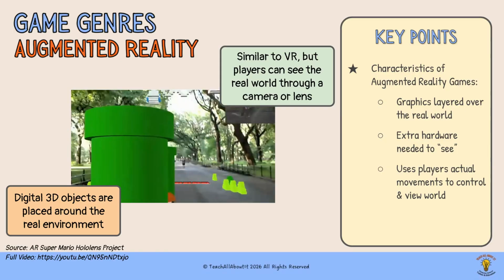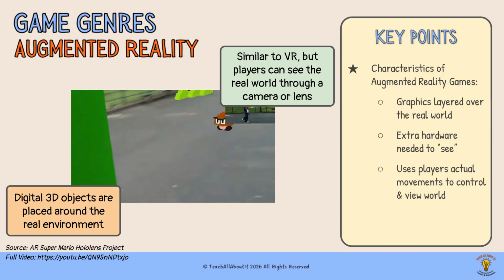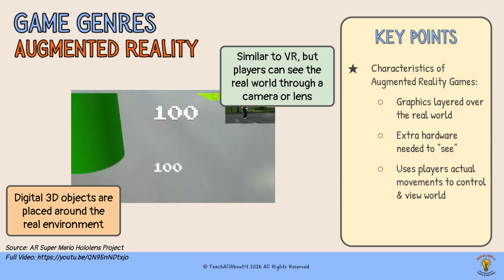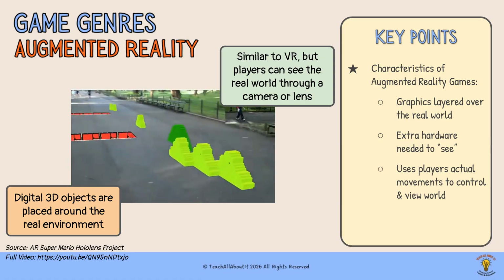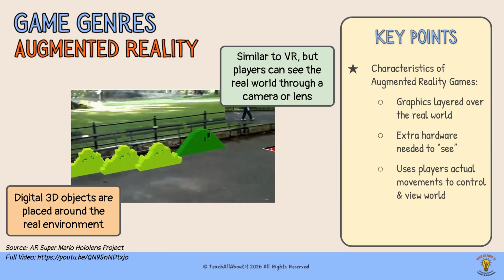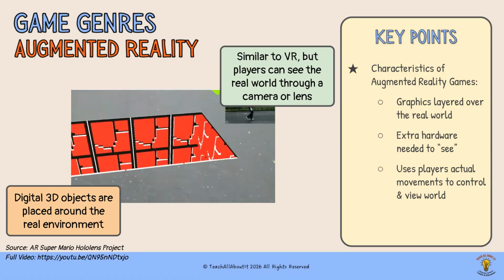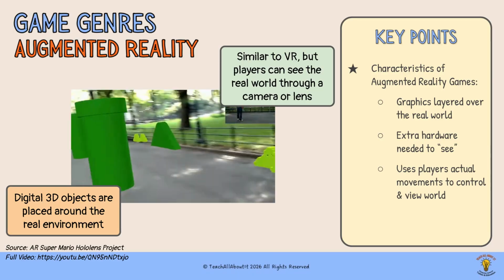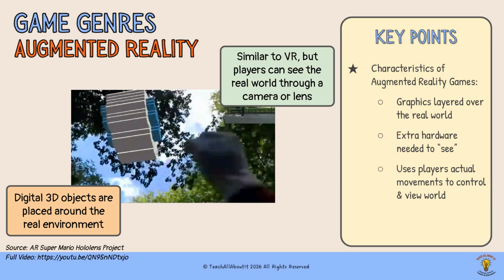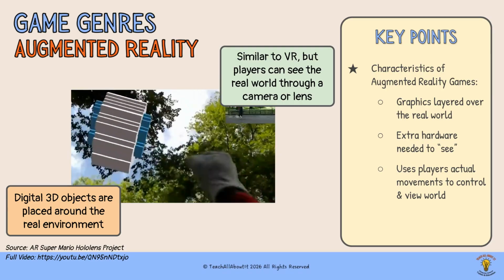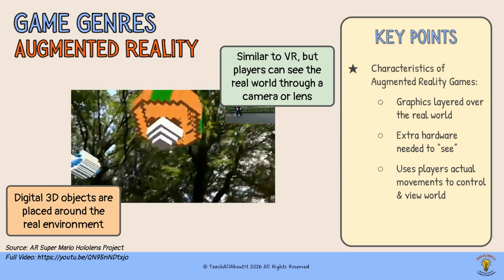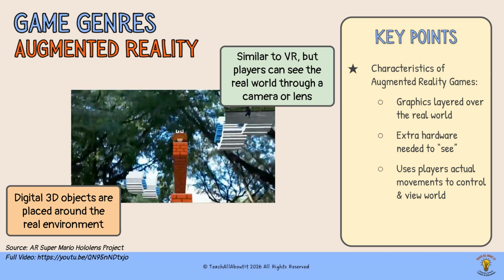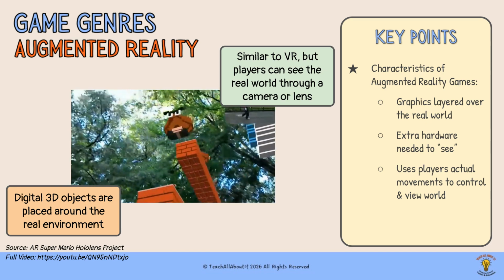Now, I've shown you something which is quite an unusual project, and this is not a game that was actually released. This was a student project for a university game. However, the things that you might be more familiar with are things like Pokemon Go. You can play Pokemon Go on your phone and you look around the real world and you see the Pokemons actually placed around the world that you are moving around in.